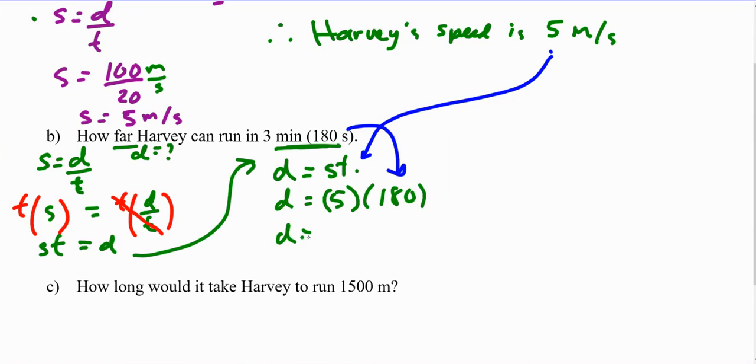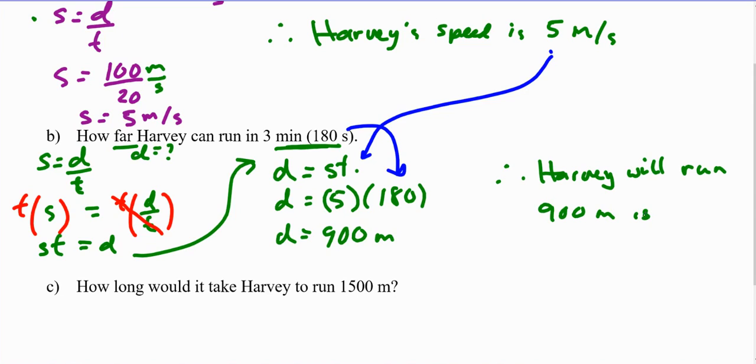And so our distance is 900 meters. So therefore, RV will run 900 meters in 3 minutes.